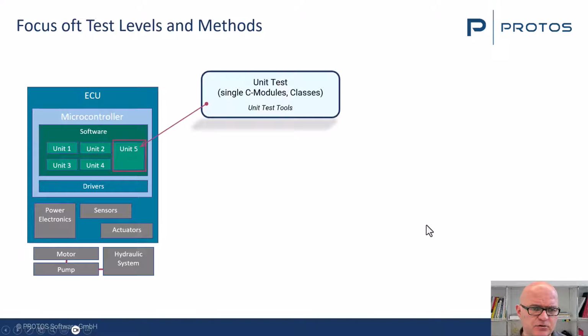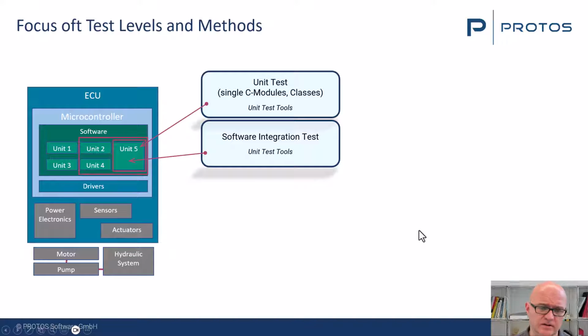Usually it's really cheap to write unit tests and software integration tests. You can use a unit test tool to do that. They're easy to automate and so on. But if you want to test everything, it's still a lot of work, and you cannot test every unit. For example, a motor controller with a closed-loop control is really hard to test with a unit test tool.